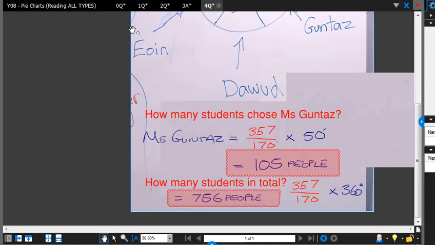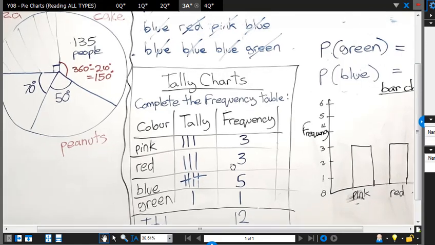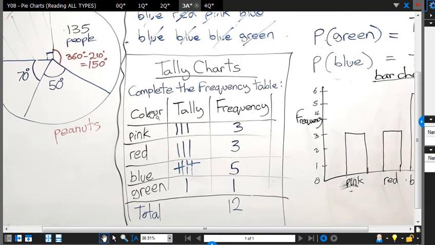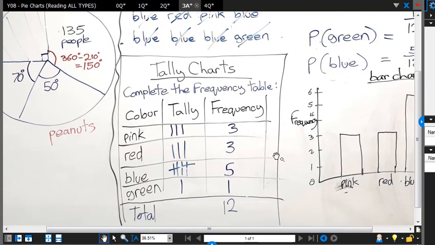Okay, so if I jump back here, we did these tally charts. So we had these colors: pink, pink, red, red, blue, red, pink, blue, blue, blue, green. We just had to make a tally chart. So it's this frequency table. Color is the category. We have 4 different colors: pink, red, blue, and green. Tally is just how you count, and then the frequency is the actual number in digits.